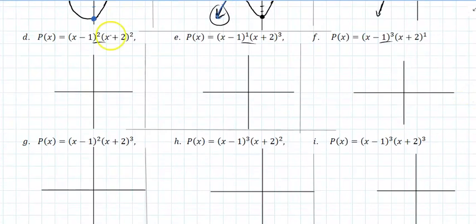What if I squared both? Well, what difference does it make? This has a 0 at 1. This has a 0 at -2. All of them are going to be like that. This behaves like x squared times x squared, which is x to the 4th. If I let x equal 0, I get -1 squared, which is 1, times 4, which is 4.